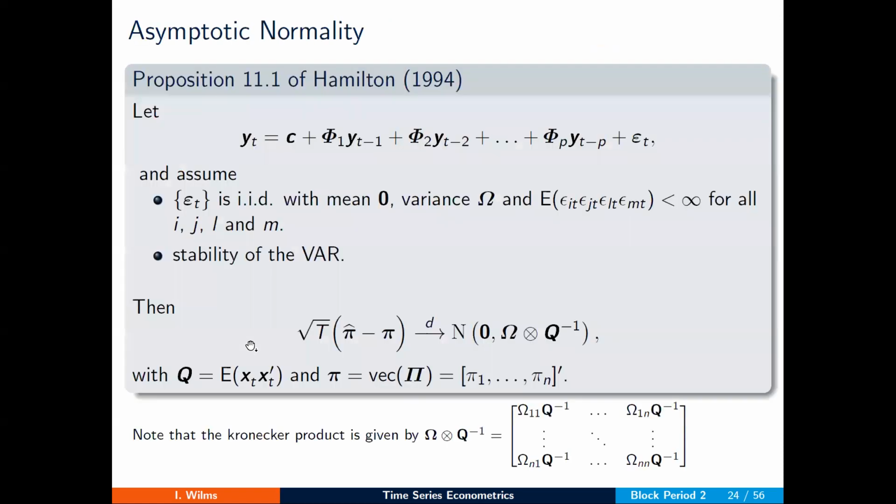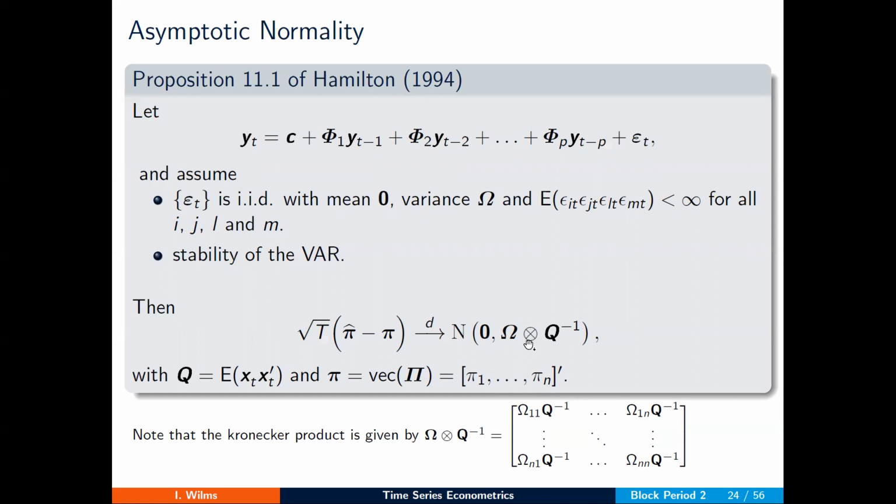With all of these results, we are now ready to establish some nice properties of our estimator, namely the asymptotic normality. So under stability of the VAR and some moment conditions, one can indeed show that we obtain this asymptotic normal distribution. The asymptotic variance is given here by this Kronecker product of omega and Q inverse.